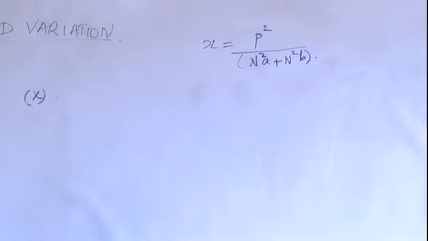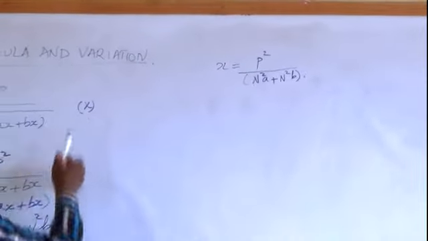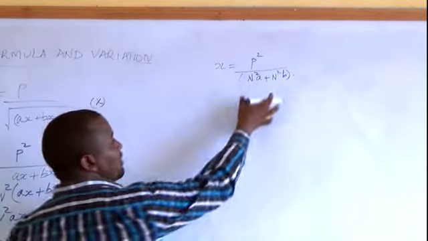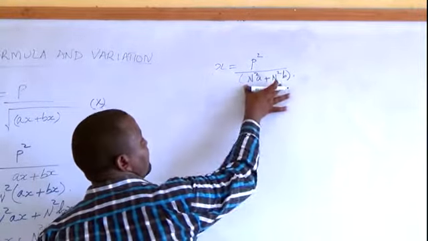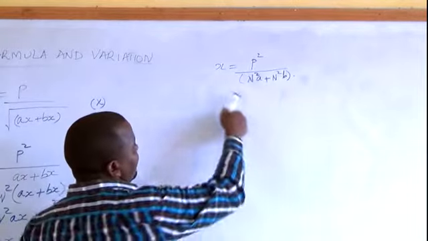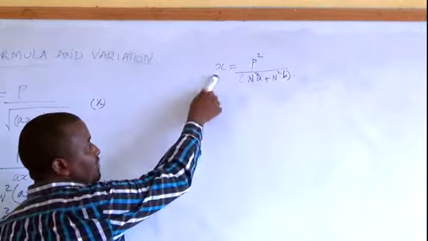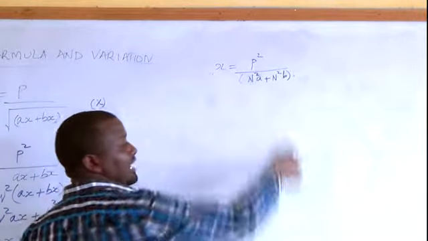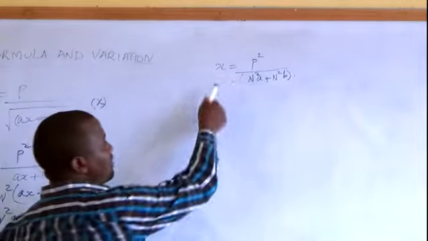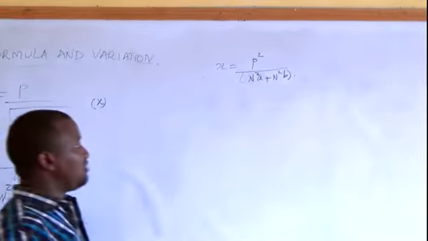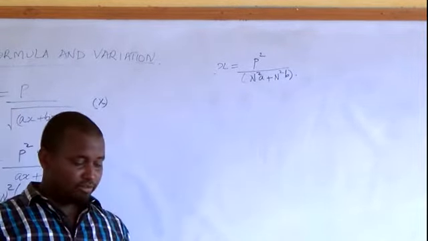One thing you have to ensure when you are making, for example, x the subject of the formula, x should not be contained in the formula. This is the subject of the formula. This is the formula. So you find that the letter which is representing the subject of the formula should not appear on the right hand side. Once you find that the value of x is also appearing on the right hand side, it means you have not successfully made that letter the subject of the formula.